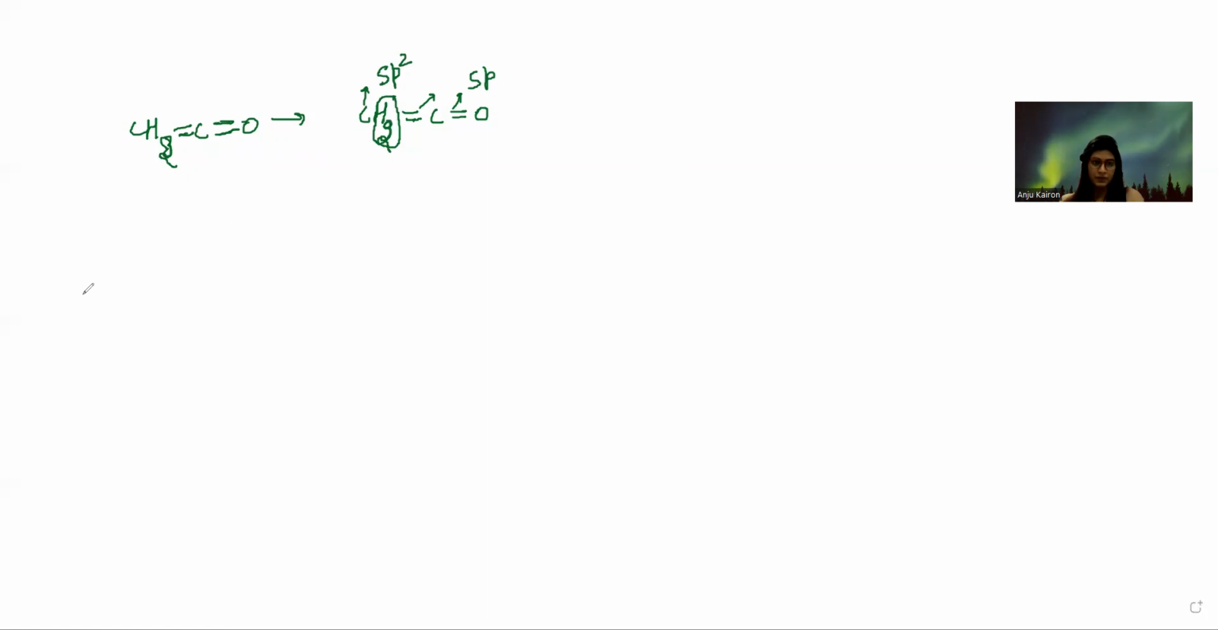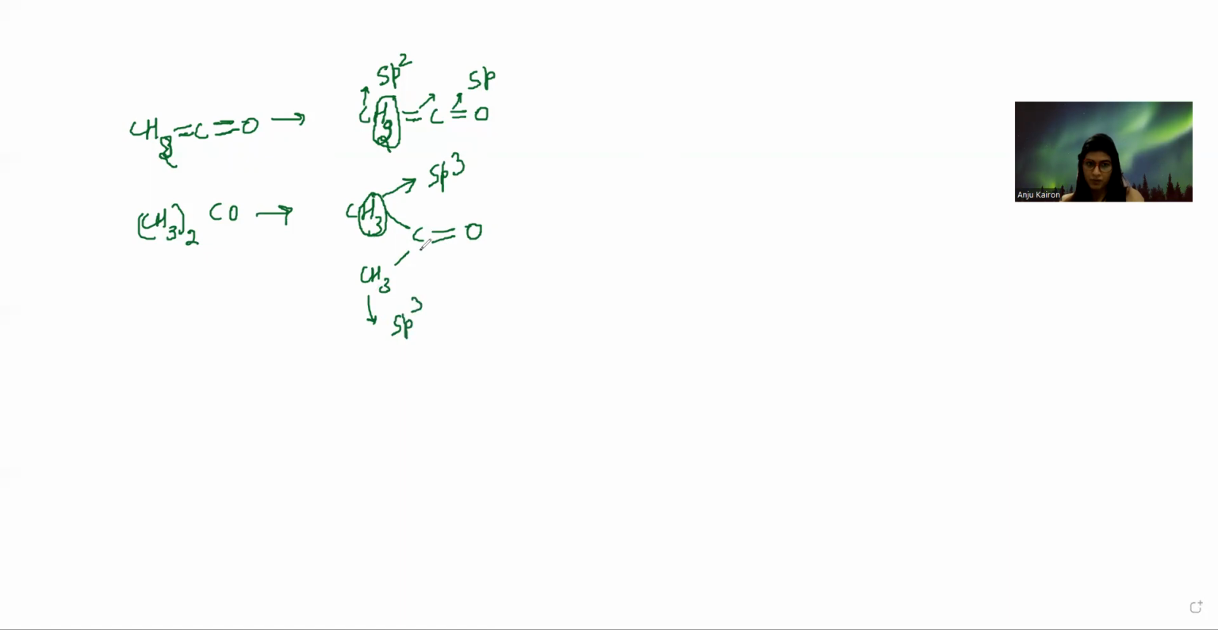Let's see one more example, like CH3 twice and CO. Let's open this structure in a simple way. Oxygen forms two bonds with carbon. Now this carbon forms four sigma bonds. That means it has sp3 hybridization. Similarly, the other also has sp3 hybridization, but this carbon forms 1, 2, 3 sigma bonds, right? It means it has sp2 hybridization.